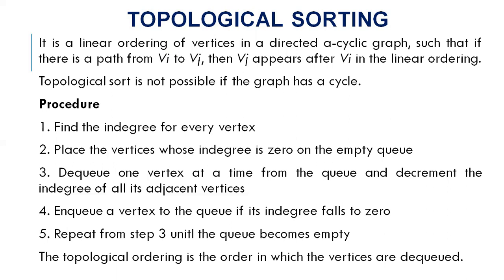The topological ordering is the order in which the vertices are dequeued. In what way? The order in which we dequeue the vertices is the topological ordering.